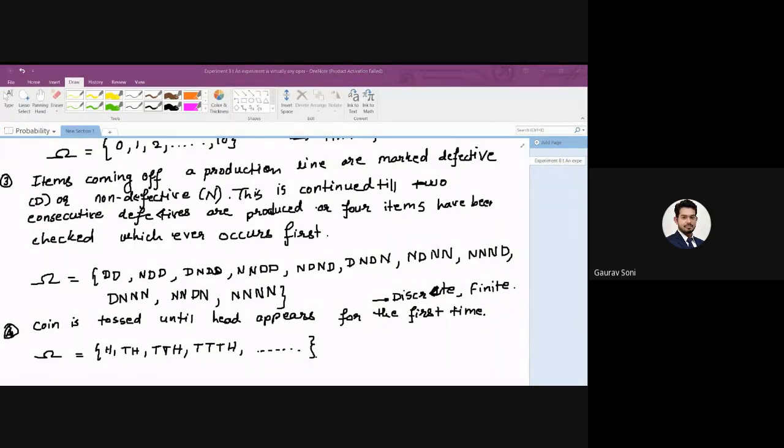What is the type of sample space here? Continuous sample space. Continuous, okay.